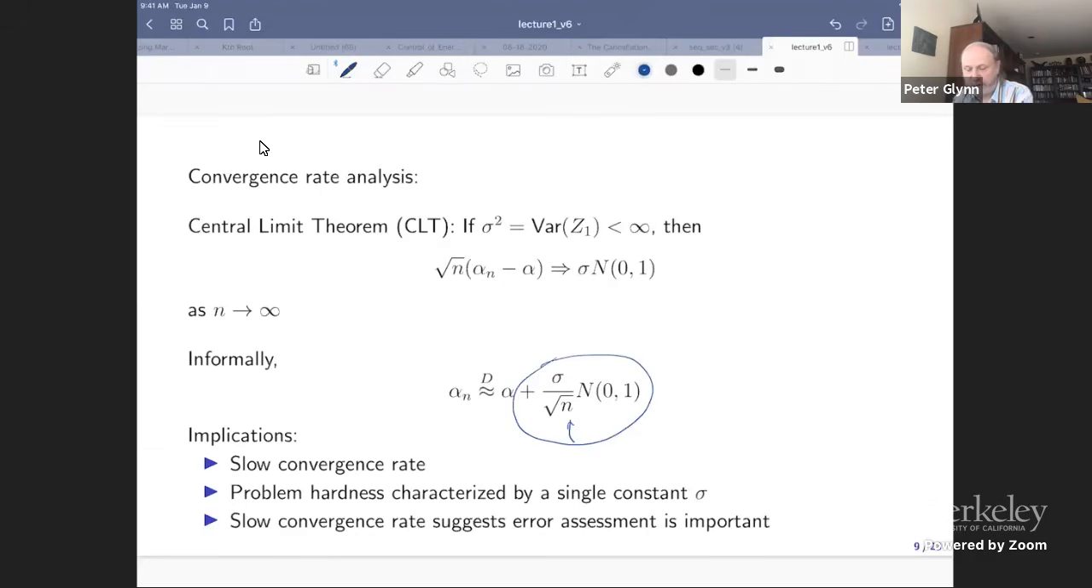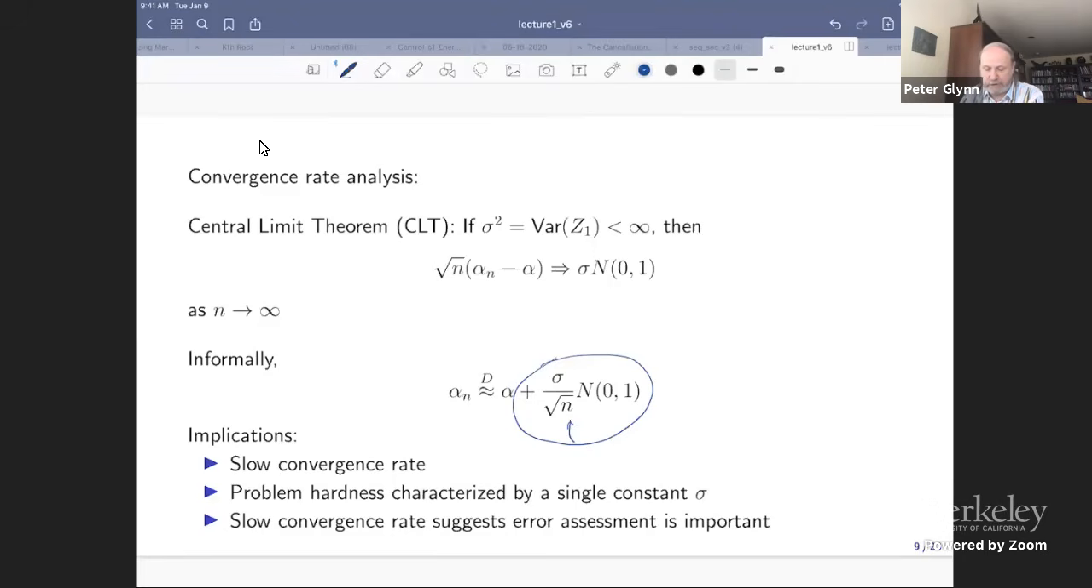Another very nice characteristic of this central limit theorem result is that the magnitude of the error of alpha n as an estimator of alpha depends on the underlying problem instance, the underlying distribution of the zi's or wi's, only through a single constant, namely the standard deviation of the random variable. So this is a particularly nice scientific computing context in the sense that the problem hardness is effectively characterized by a single constant, namely the standard deviation. So if you can make the standard deviation smaller, you get a more efficient algorithm. If the standard deviation is big, the expected value is going to be hard to compute.